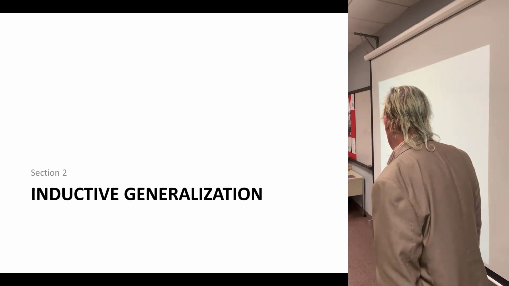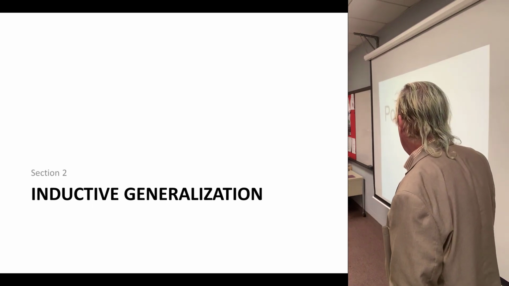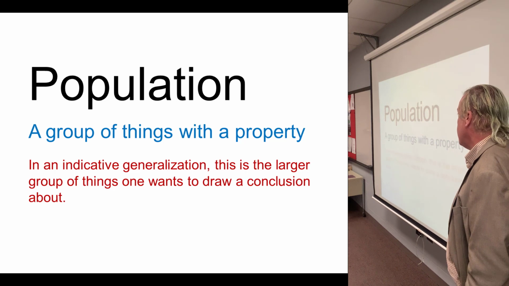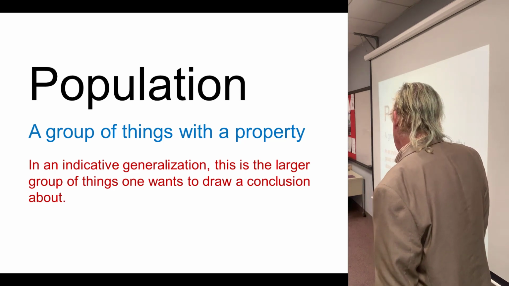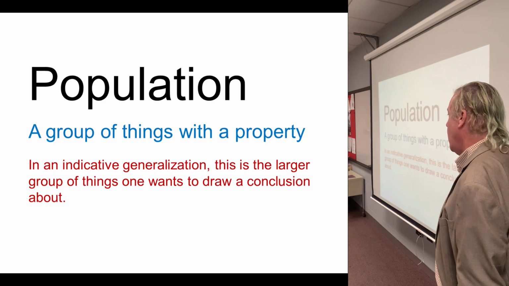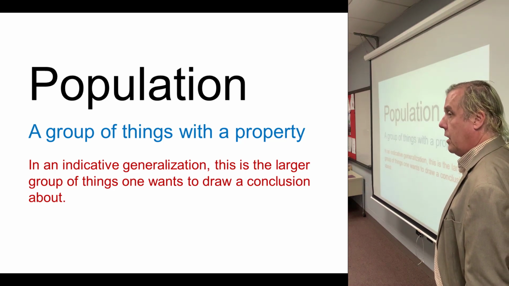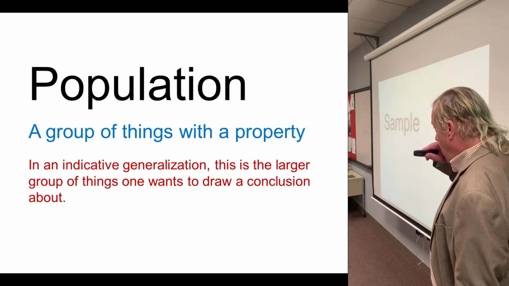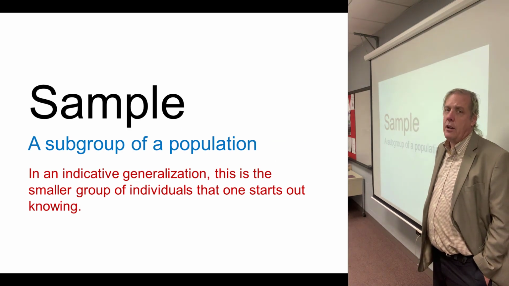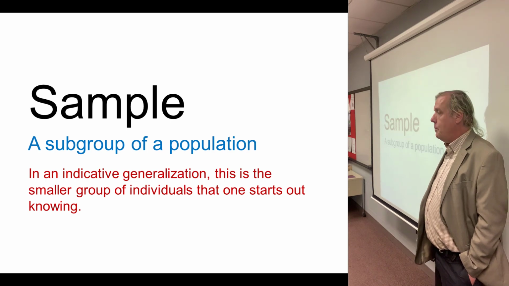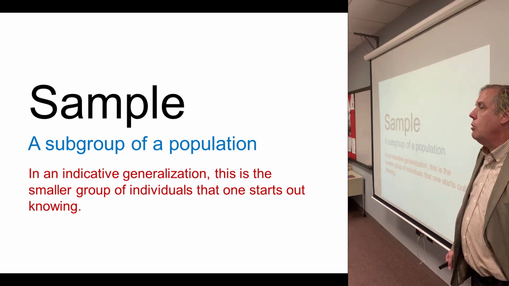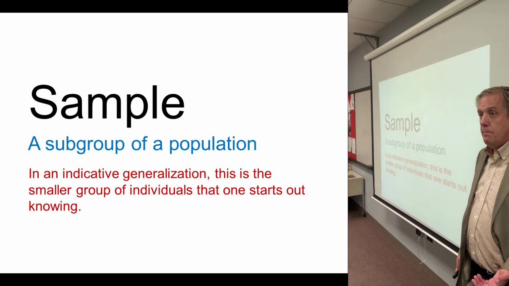Okay, inductive generalization. This is our first style of argument. Again, we've got a population, which is a group of things with a property. And in an inductive generalization, this is the larger group of things that you want to draw a conclusion about. The population is going to be in the conclusion. The other term we need is a sample. A sample is any subset of the population, right? And in an inductive generalization, the sample is the smaller group of individuals that appears in the premises, right?